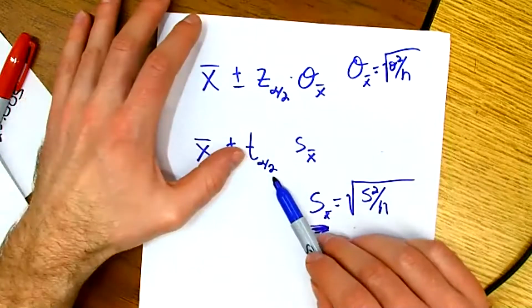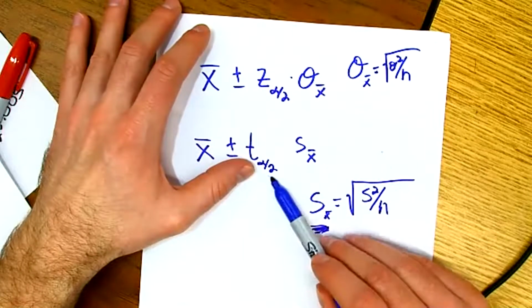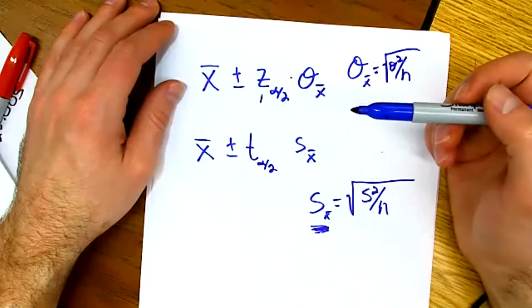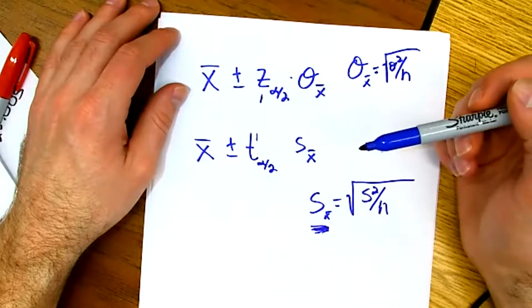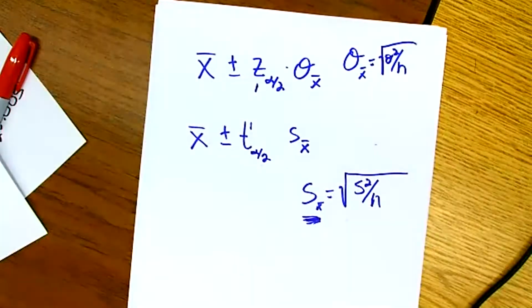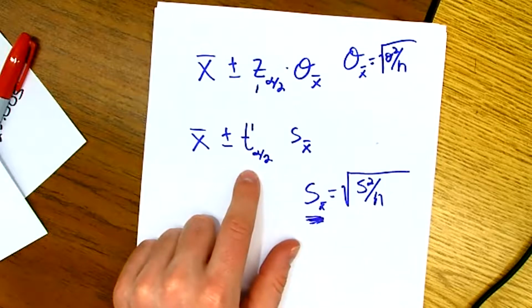We still want to find how many standard deviations away we need to go to get alpha over 2 in the tail. The issue is we're not going to be able to use this standard normal distribution. We're going to have to use these student t distributions. Okay? So I say distributions because for every single sample size, we're going to be a little bit off from that standard normal distribution, right?